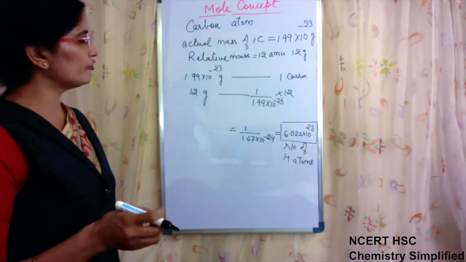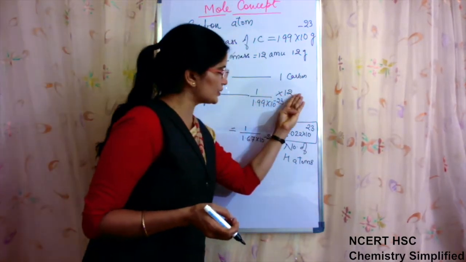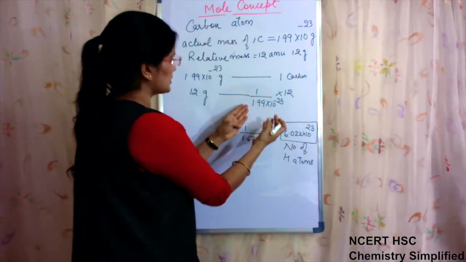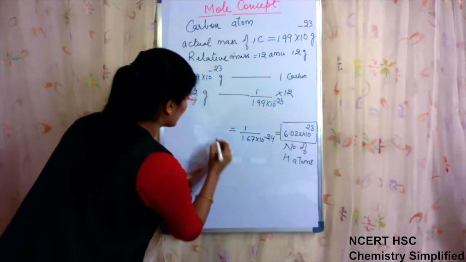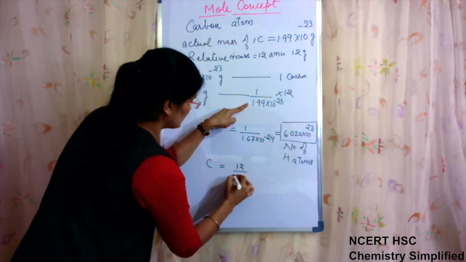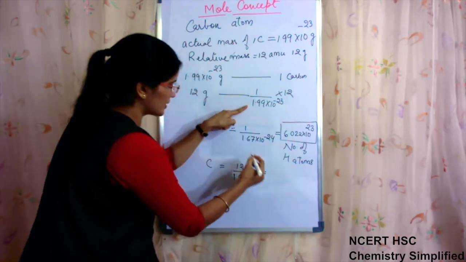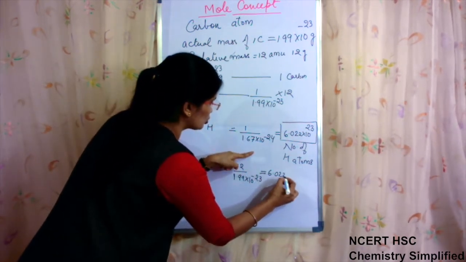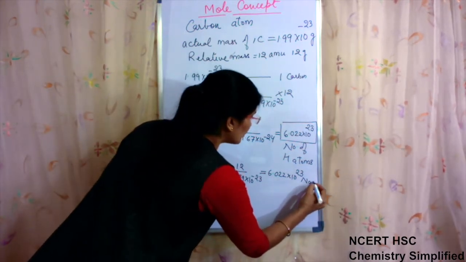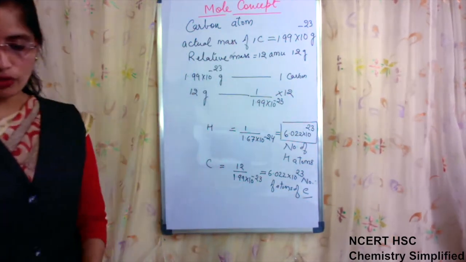We can conclude that if we want to find out the actual number of atoms present, we should divide its atomic mass by its actual mass. So on solving this term, again, 12 upon 1.99. This was for hydrogen; for carbon, 12 upon 1.99 into 10 to the power minus 23 gives again 6.022 into 10 to the power 23 atoms of carbon. So what do we observe here?